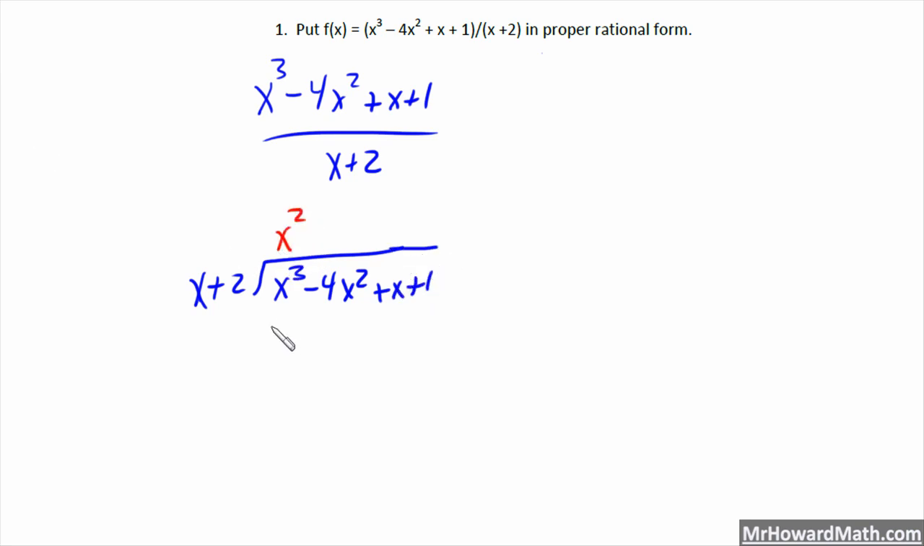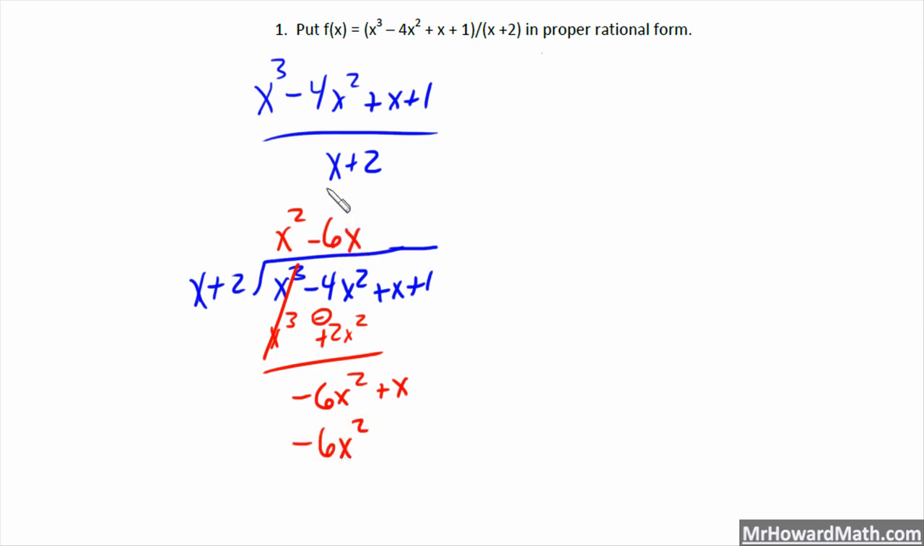So I need an x squared here to give me x cubed. X squared times 2 is plus 2x squared. We always subtract with long division, so flip the signs. The x cubes cancel. Negative 4x squared minus 2x squared, negative 6x squared. Bring down the plus x. X times what gives me negative 6x squared? That would be a minus 6x. So negative 6x squared there. Negative 6x times 2 is minus 12x. We always flip the signs, so this goes to a plus. X plus 12x, 13x.